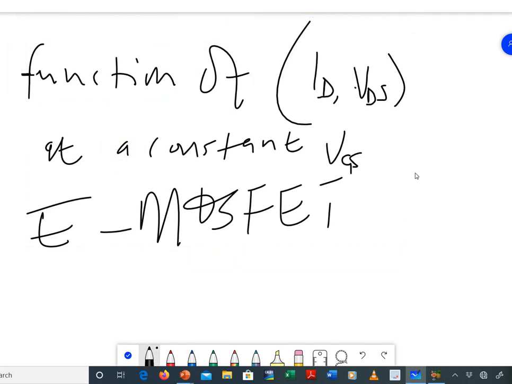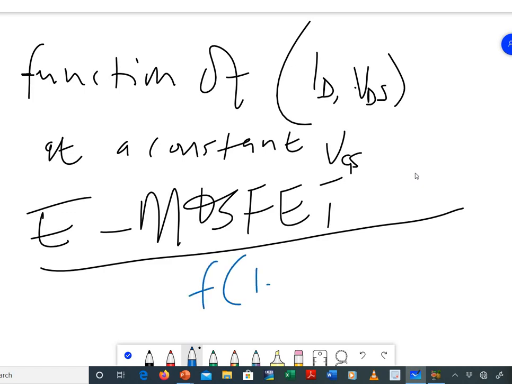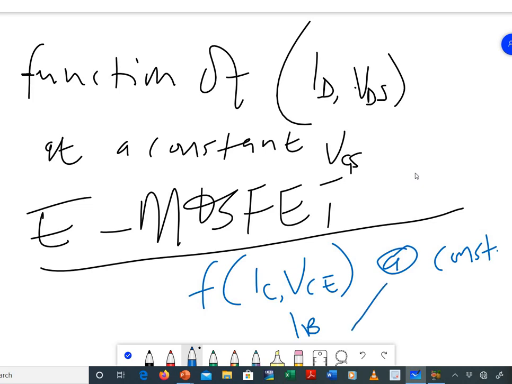I was saying that for your BJT, you basically have the characteristics to be a function of IC versus VCE at constant IB. So this is for a typical NPN common emitter configured transistor.